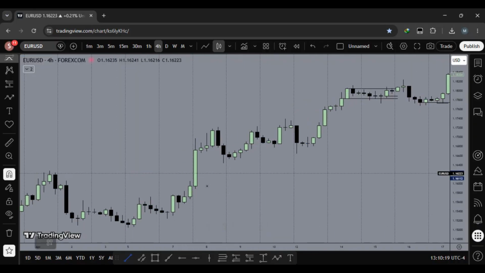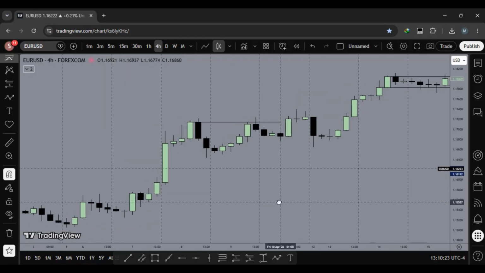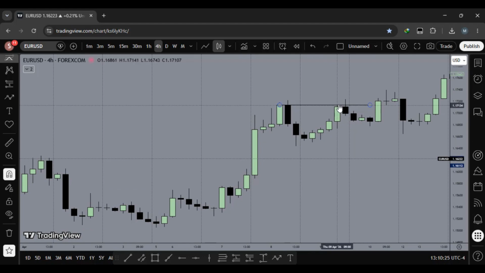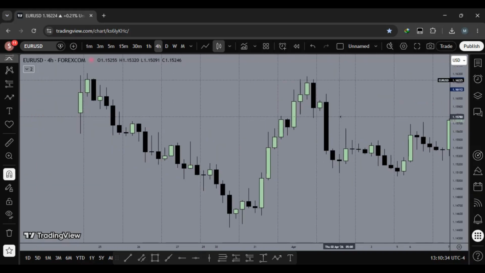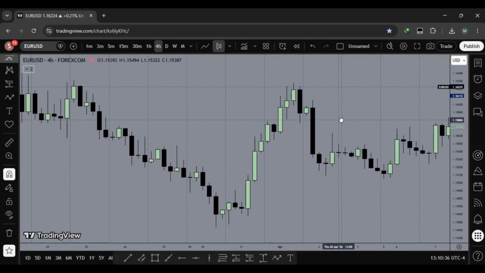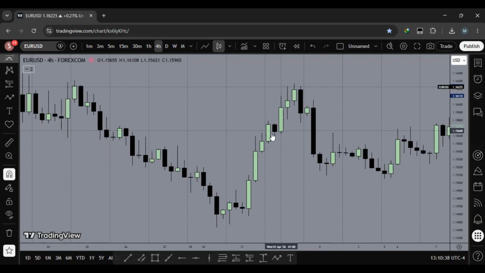Look at this too. It's everywhere, guys. This is a candle two closure. You enter here and then target the next support. It's everywhere. Just backtest it. Backtest what I'm telling you.